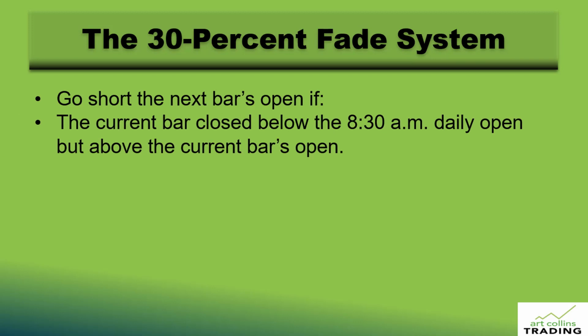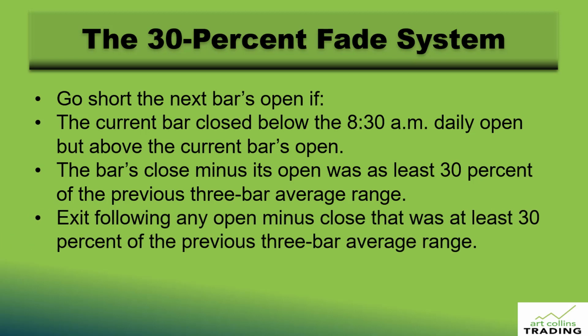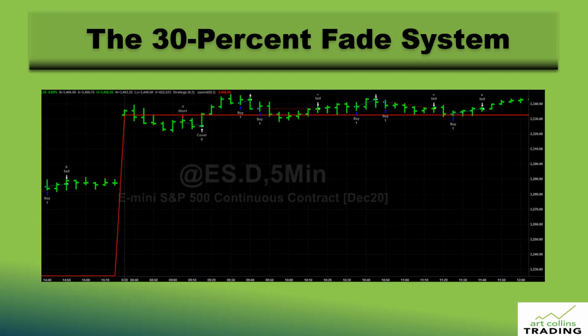Current bar closed below the 8:30 a.m. daily open, but above the current bar's open. The bar's close minus its open was at least 30% of the previous 3-bar average range. Exit following any open minus close. In other words, a lower open to close that was at least 30% of the previous 3-bar average range.